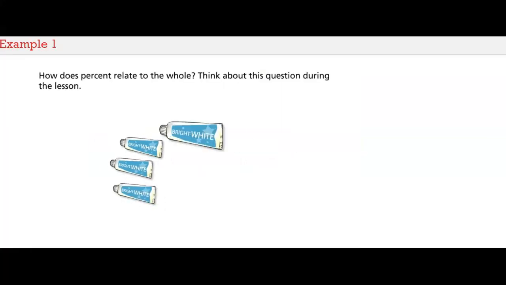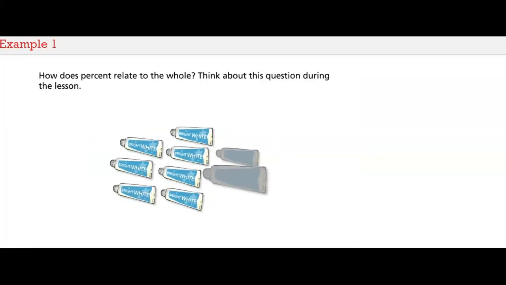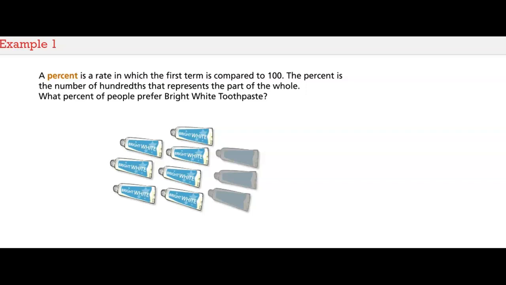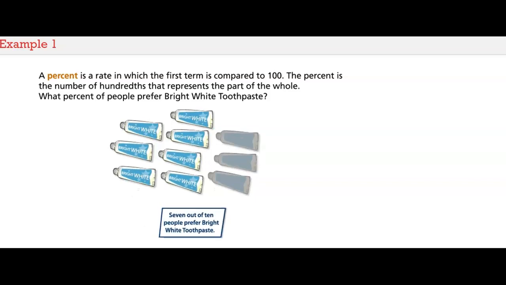How does percent relate to the whole? Think about this question during the lesson. A percent is a rate in which the first term is compared to 100. The percent is the number of hundredths that represents the part of the whole. What percent of people prefer bright white toothpaste?